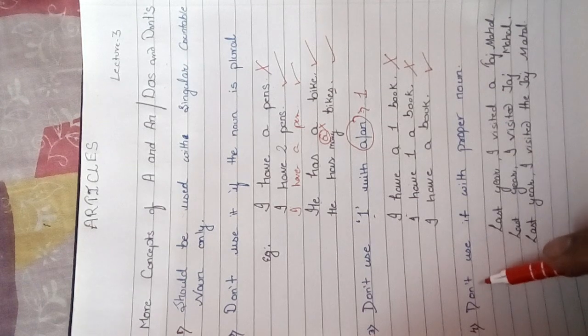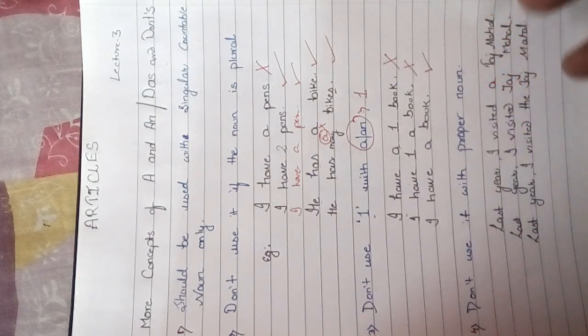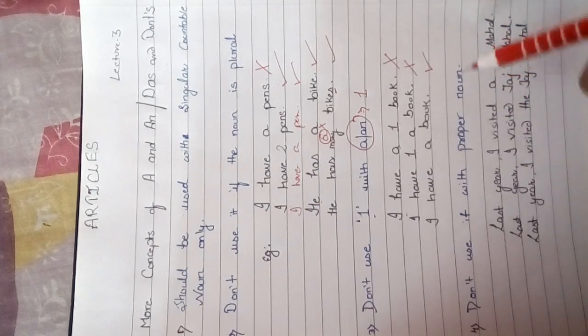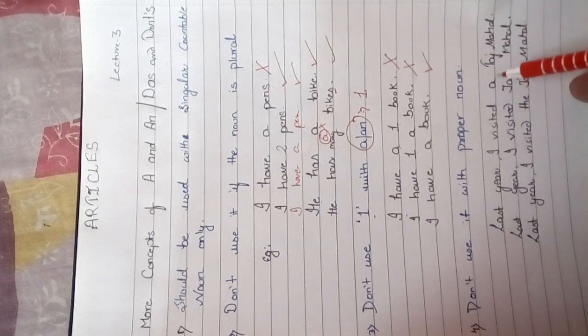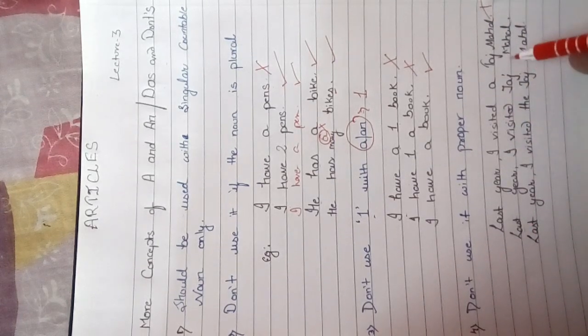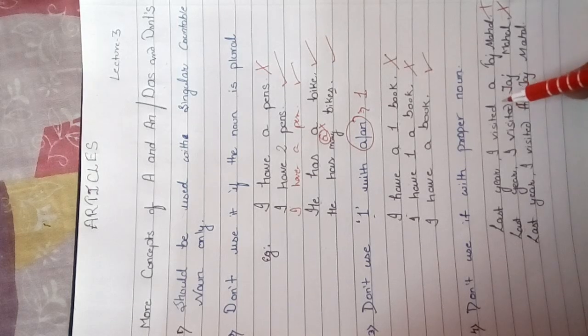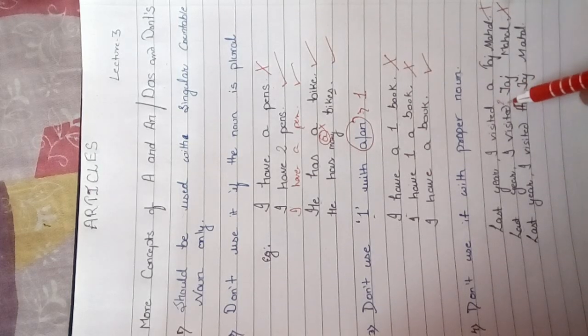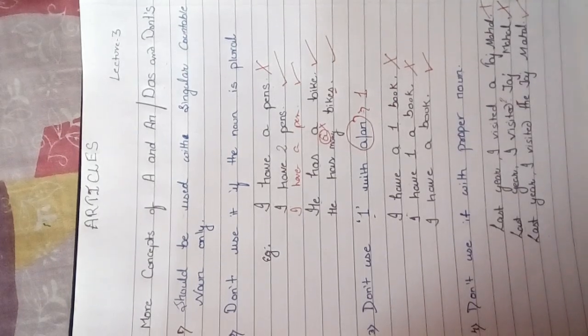Now the fourth point: don't use it with a proper noun. A or an is only used with a common noun that is singular countable. For example, "Last year I visited a Taj Mahal" is a wrong sentence. Why? Because Taj Mahal is a proper noun, so the article the will be added here. I will tell you later where to use the. "Last year I visited the Taj Mahal" is the correct sentence.